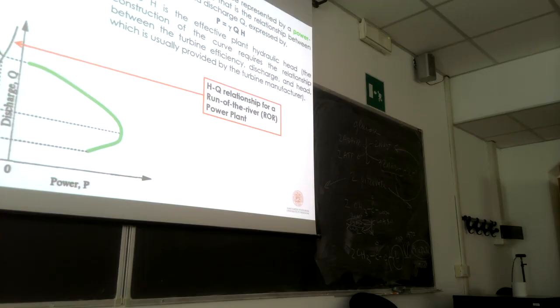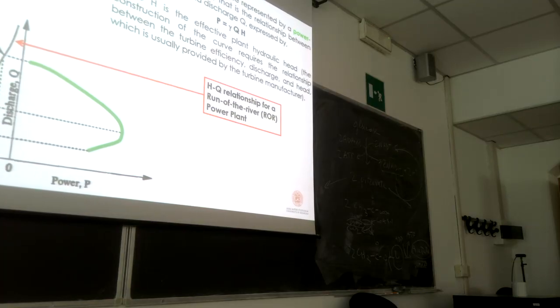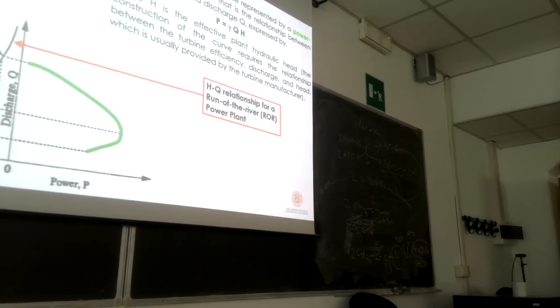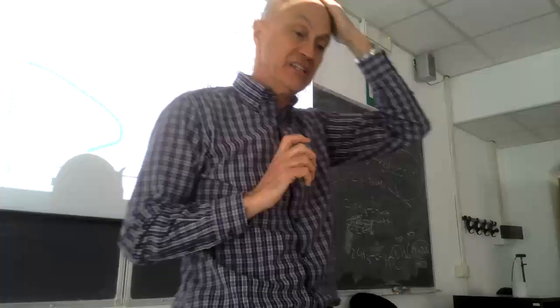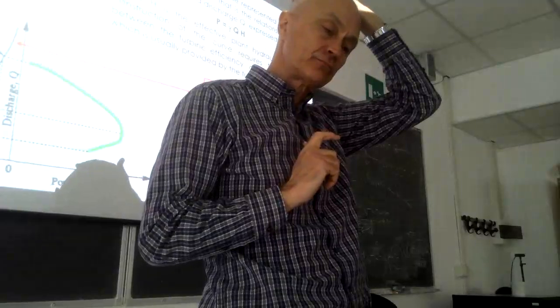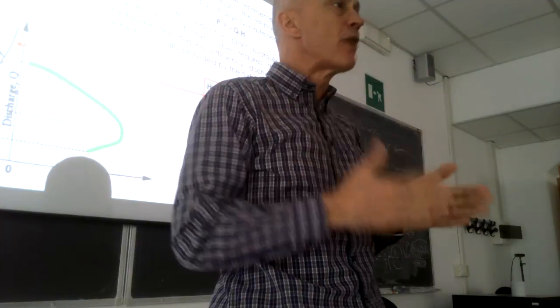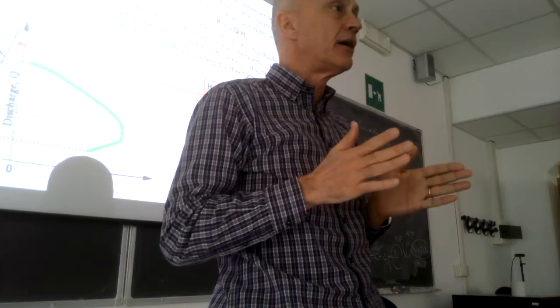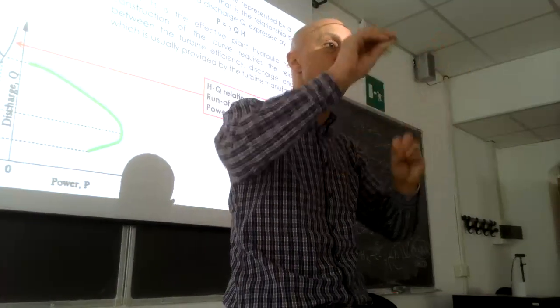Of course, we are referring in this case to a run-of-the-river hydropower plant, meaning that there's no reservoir that controls the discharge we send to the turbine. We get the water as it comes in the natural stream, just diverting part of the discharge. Run-of-the-river power plants or reservoir power plants are two very different systems.